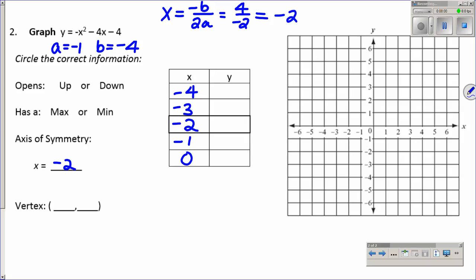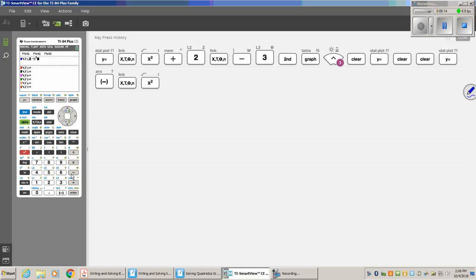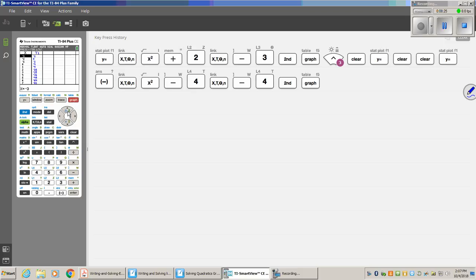Okay, we're going to jump over to our graphing calculators. So you should be on your graphing calculator. Go ahead and hit that y equals key. We're going to type in the new equation. We have -x squared minus 4x minus 4. And once you have the equation typed in correctly, hit second graph, and you will be able to scroll up to where our table begins at -4. So we are going to write down the values -4, -1, 0, -1, and -4 in the table under y.